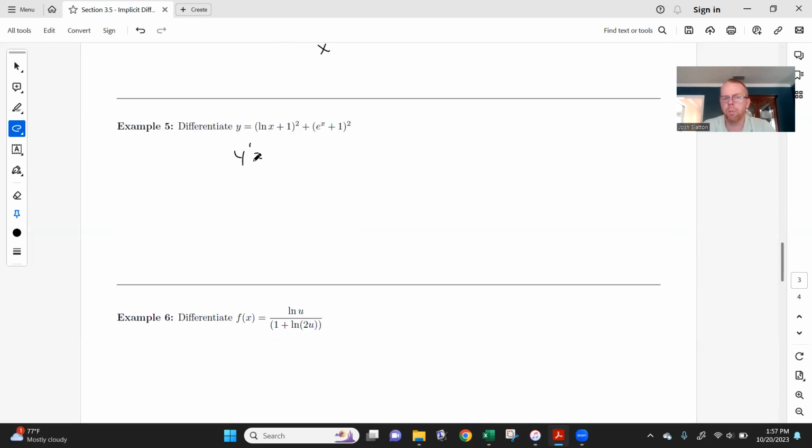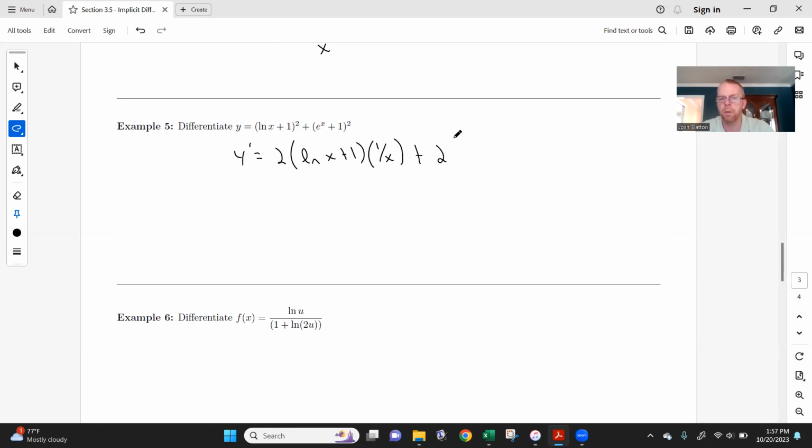So ln of x plus 1 squared. We're going to bring the 2 down, and then we'll have ln of x plus 1, subtract 1 from the exponent. So now the exponent is just 1. And then we have to take the derivative of ln of x plus 1. The derivative of ln of x is just 1/x, of course. Derivative of 1 is 0.